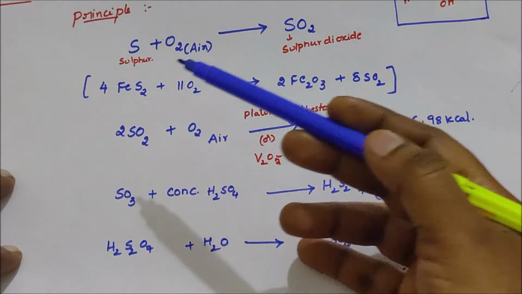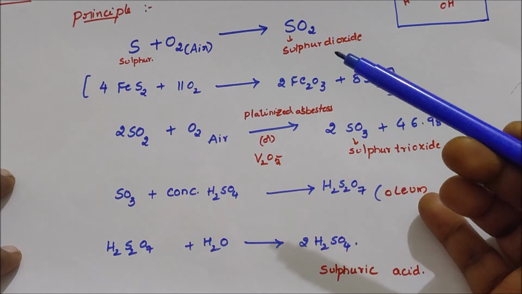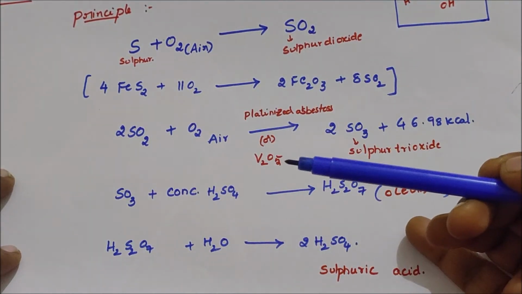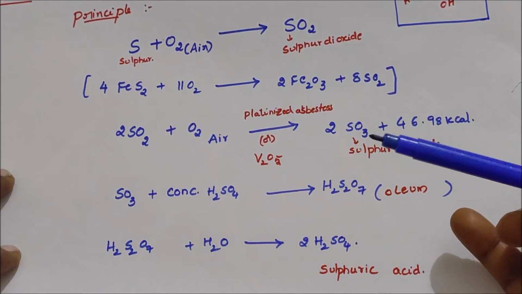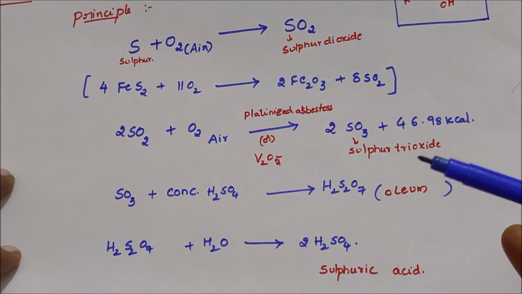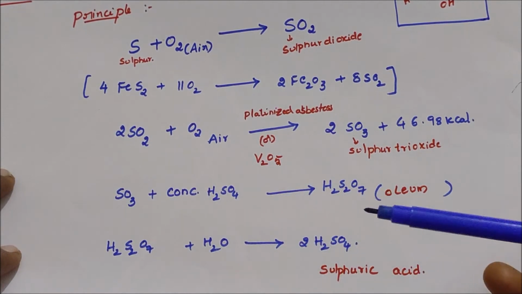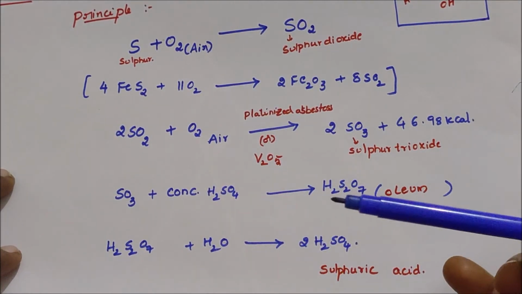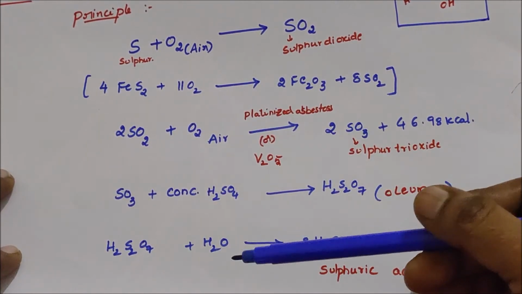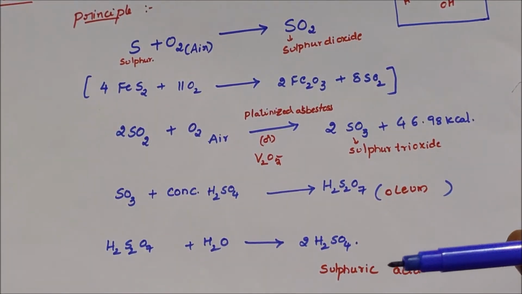To summarize, sulfur reacts with oxygen to give sulfur dioxide. Sulfur dioxide reacts further in the presence of a catalyst to form 2SO3 molecules. This is sulfur trioxide. Sulfur trioxide reacts with concentrated H2SO4 to give oleum. The oleum formula is H2S2O7. Oleum reacts with water to give 98% sulfuric acid.